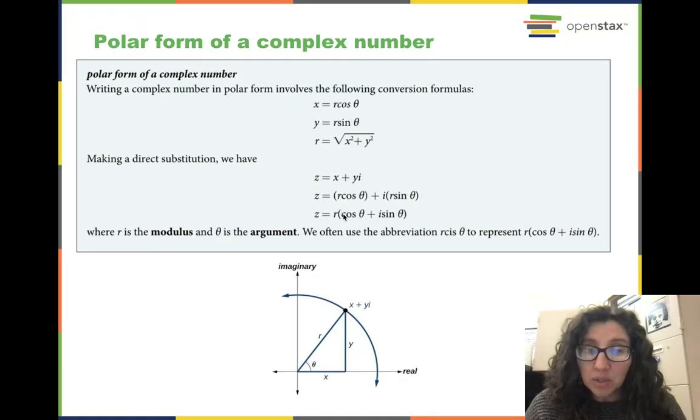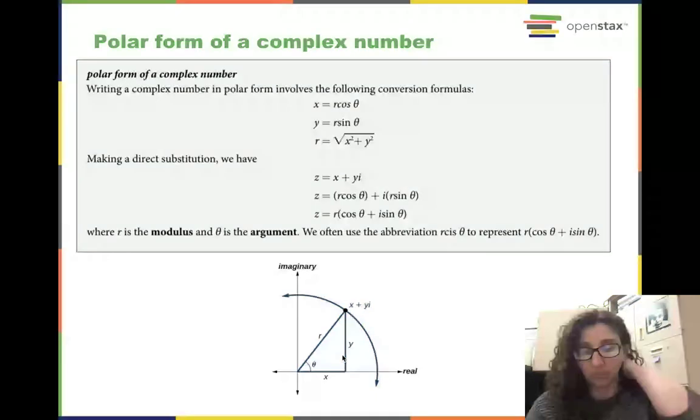And if you notice, this is a C, this is an I, and this is an S. Since this is kind of a long thing to write, sometimes we write this as r cis theta. This has nothing to do with gender identity or anything. This is just short for cosine plus i sine theta. These are the exact same things. This is just like a shortcut.